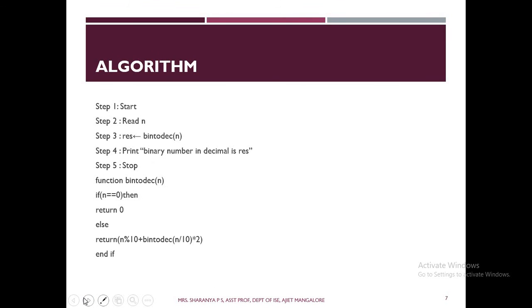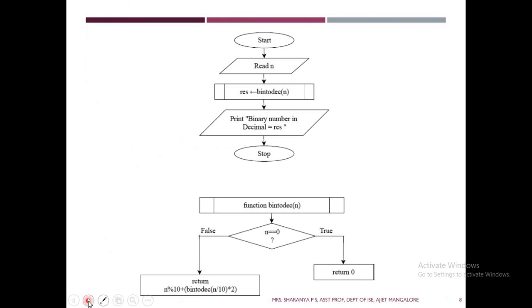Next, if we look into the algorithm of the same program, with step 1 we start by reading the n, and here we are calling the function binary to decimal, and the value whichever it returns will be stored in the variable result, and we are finally printing the result. This is the stop of the main function. And inside the function binary to decimal, we have written all these steps. You can add step 1, step 2, step 3 like that.